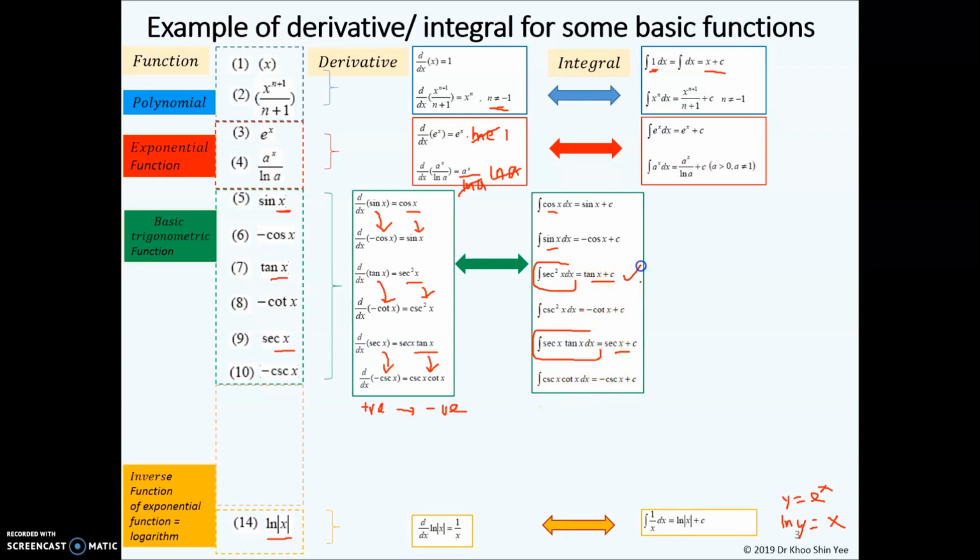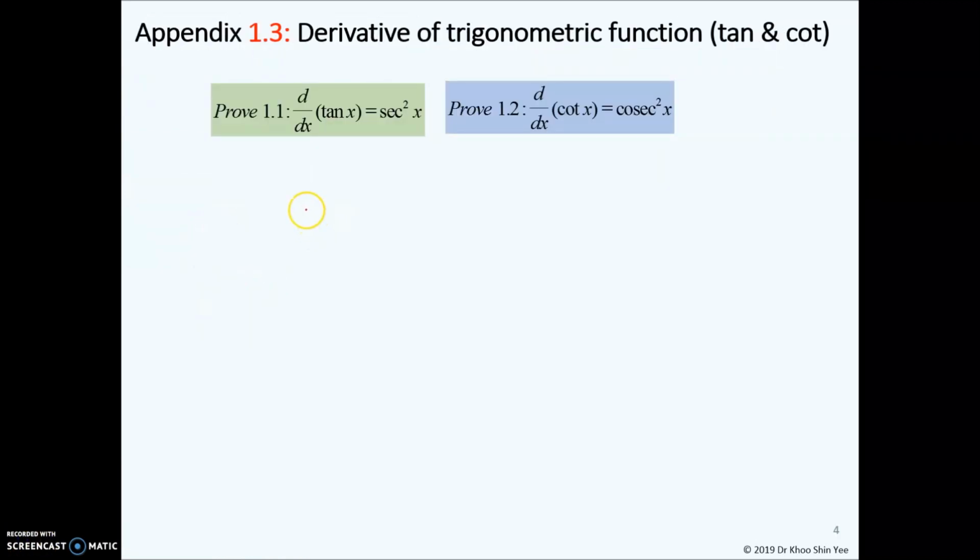So these are 4 additional integrations with which you must be familiar. Instead of memorizing the formulas, you can refer to appendix 1.3 for the derivation. We say that if you differentiate tangent, you get secant square.